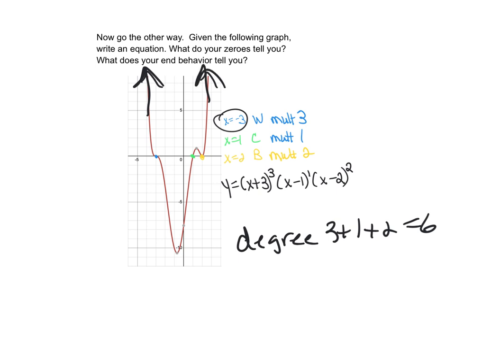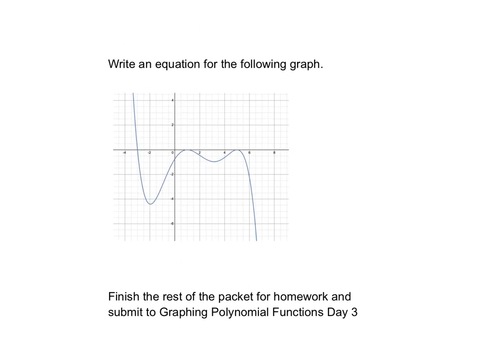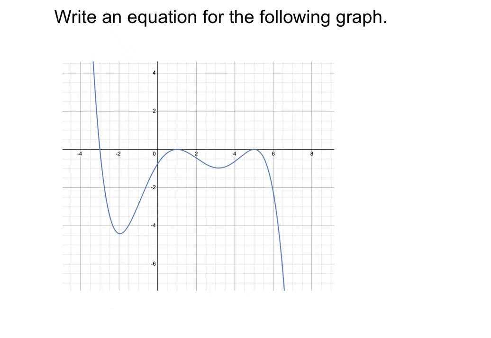Okay, so let's look at another one. Here's another one. We're just going to do the exact same thing. We're going to look at what's going on here. Here's a -3, so at x equals -3. We've got here x equals 1, and we've got here at x equals 5. Okay, at x equals -3, we've got a cross. It's crossing.